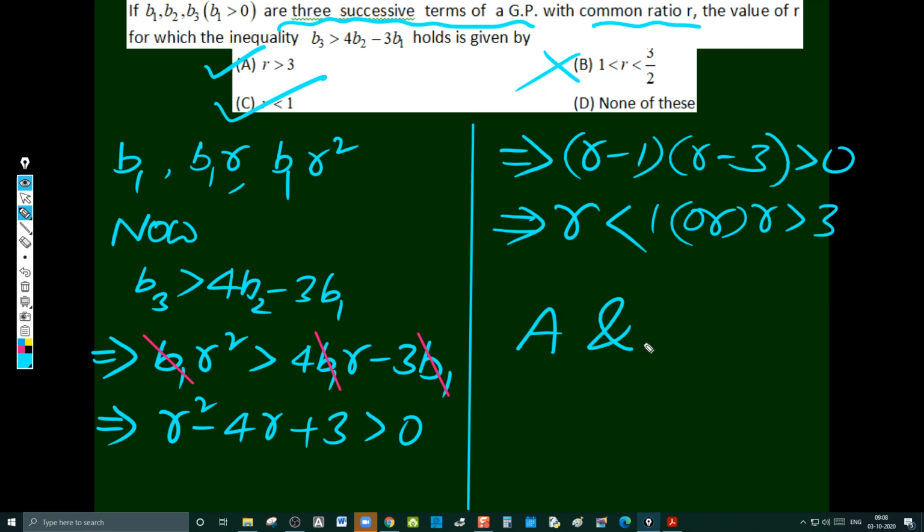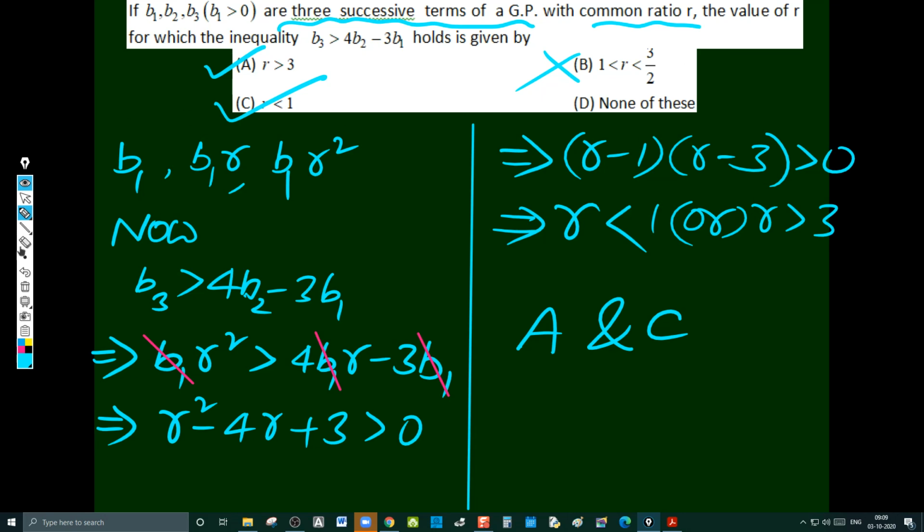The only thing you have to understand here is the series, that is geometric progression, and conversion of B2, B3 in terms of R and the first term. So B2 I have taken to be B1R and B3 I have taken to be B1R square and directly substituted in the inequation. And the inequation part you must be remembering.